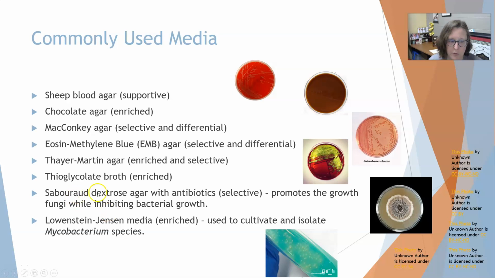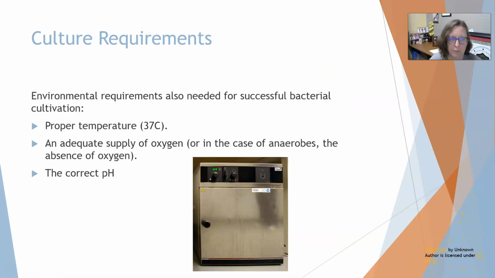Then we have the Sabouraud dextrose agar with antibiotics that is selective, so it promotes the growth of fungi while inhibiting bacterial growth. So this is Sabouraud's agar. And then we also have the Lowenstein-Jensen media. It's this pretty teal one. It is enriched and it is used to cultivate and isolate Mycobacterium species, which is really hard to grow and very slow growing. And so that one allows it to grow.